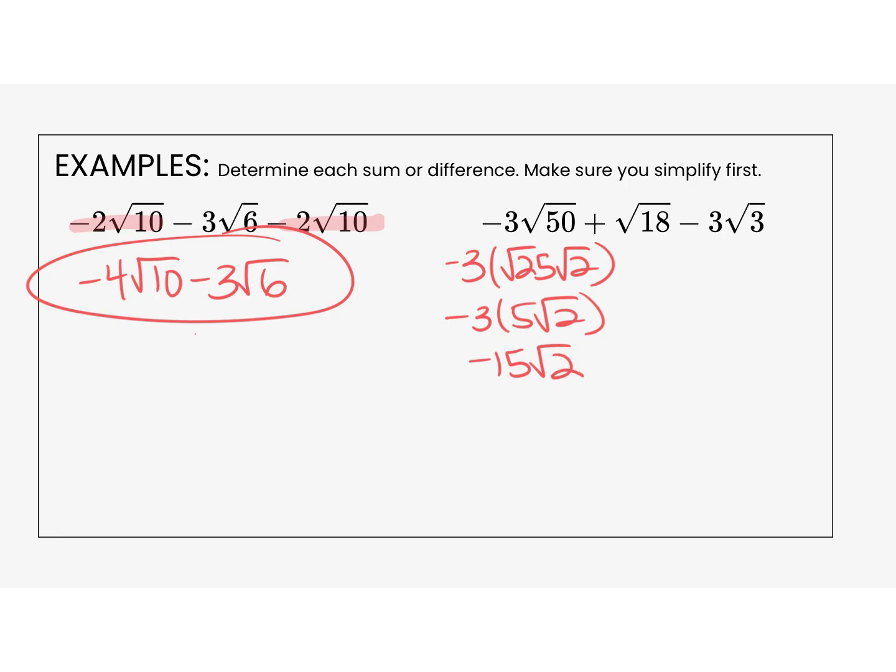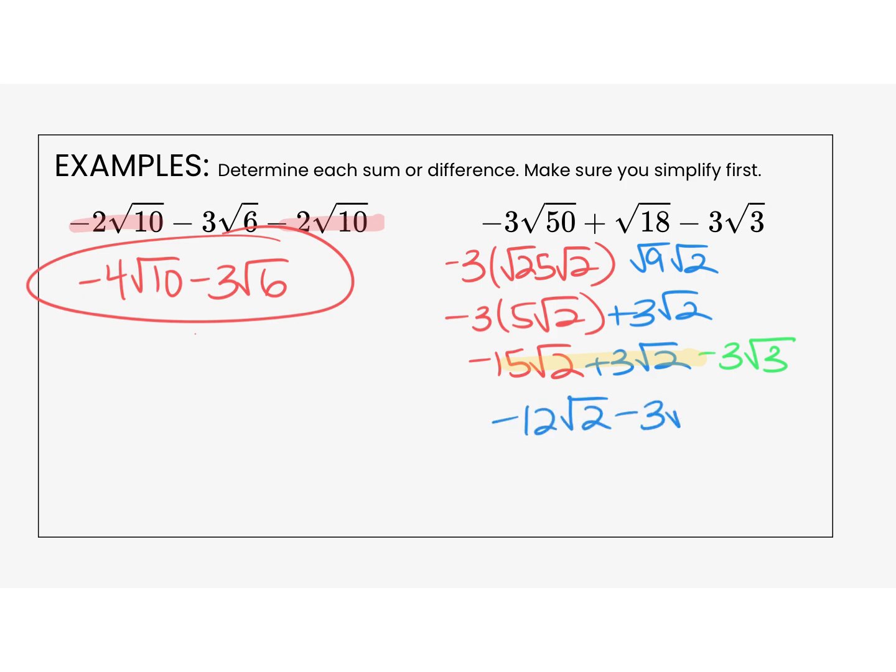18 would be 9 and 2. So that would be plus 3 root 2. I guess I should write it down here. Plus 3 root 2. And then root 3 I can't simplify, so that's just minus 3 root 3. So again, I'm looking for the like terms, which would be these first 2. So I'm going to put those together in my answer. Negative 15 plus 3 would be negative 12 root 2, and then I still have the minus 3 root 3. Okay, and that's it. That is adding and subtracting square roots.